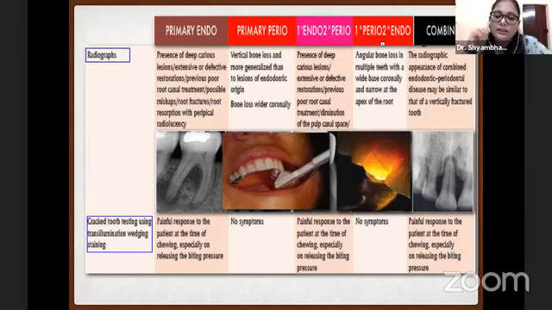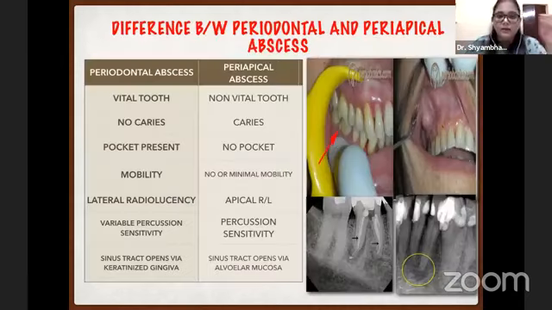This device is placed in between the upper and the lower teeth, and the patient is asked to bite, and depending upon the pain which is perceived during the biting or upon releasing, the origin of the pain can be determined. Now, another important factor that is to be kept in mind while diagnosing endo-perio lesions is to diagnose properly between a periodontal abscess and a periapical abscess.